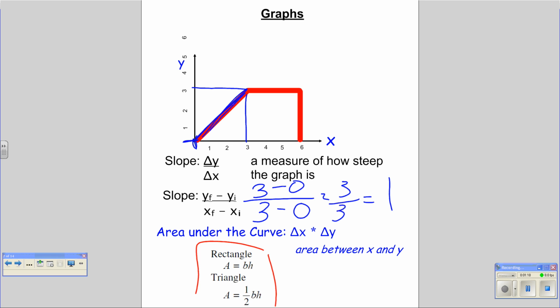Now when you're finding the area, you want to break it down. You want to find the area of the triangle and then the area of the square and add them together.